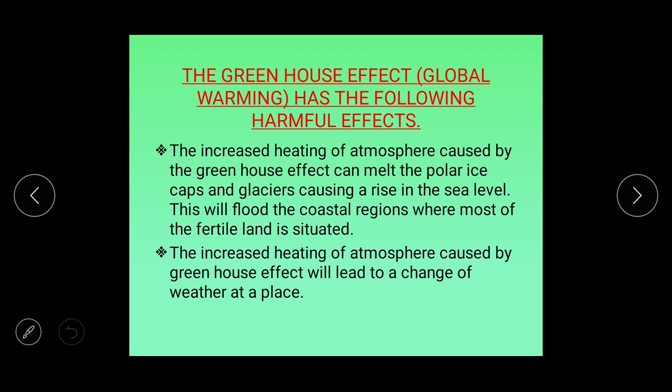I am coming to the harmful effects due to the greenhouse effect. The increased heating of the atmosphere caused by the greenhouse effect can melt the polar ice caps and glaciers, causing a rise in the sea level. This will flood the coastal regions where most of the fertile land is situated. The increased heating of the atmosphere caused by the greenhouse effect will also lead to a change of weather at a place.